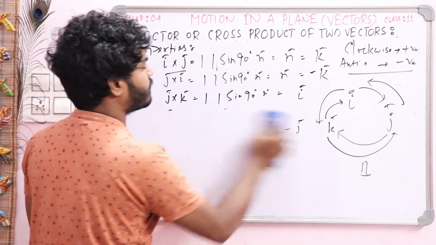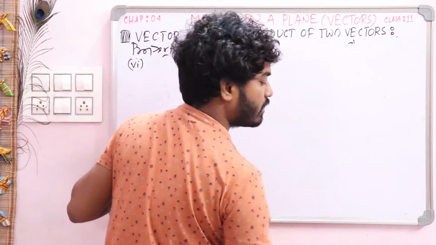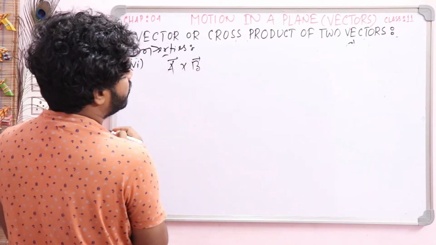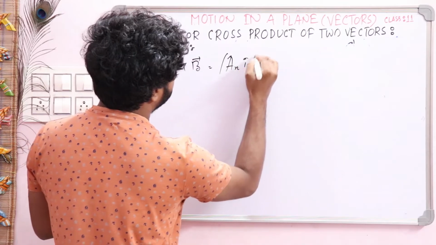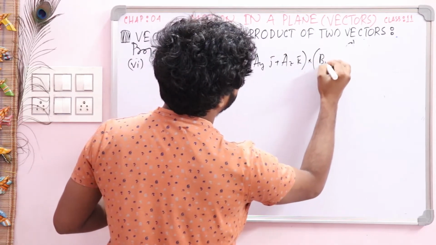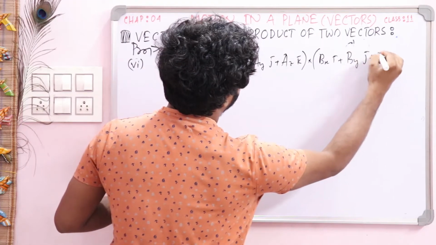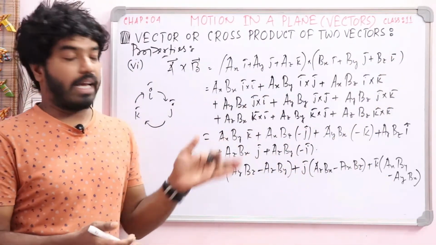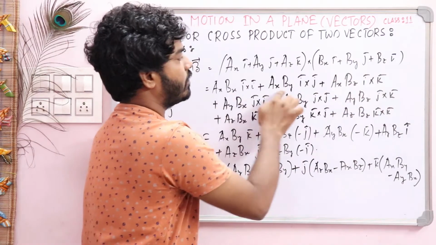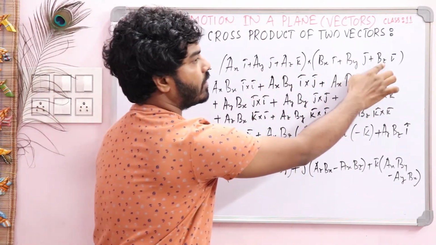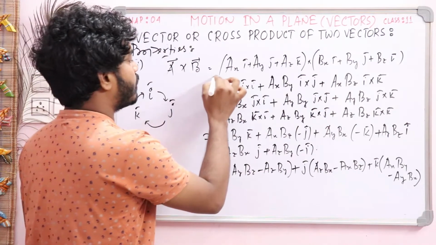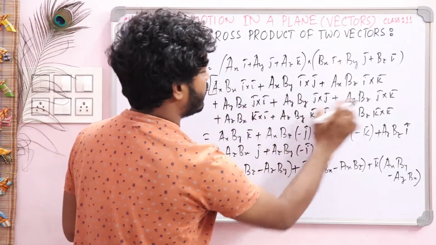Now the next one is how to represent A cross B. Suppose A is ax i cap plus ay j cap plus az k cap, and B is bx i cap plus by j cap plus bz k cap. So after cross multiplying, the answer becomes this one. You multiply ax i cap three times with bx, by, bz, then ay j cap again with respect to bx, by, bz, and similarly az k cap with respect to this. So the total number of terms is 1, 2, 3, 4, 5, 6, 7, 8, 9.